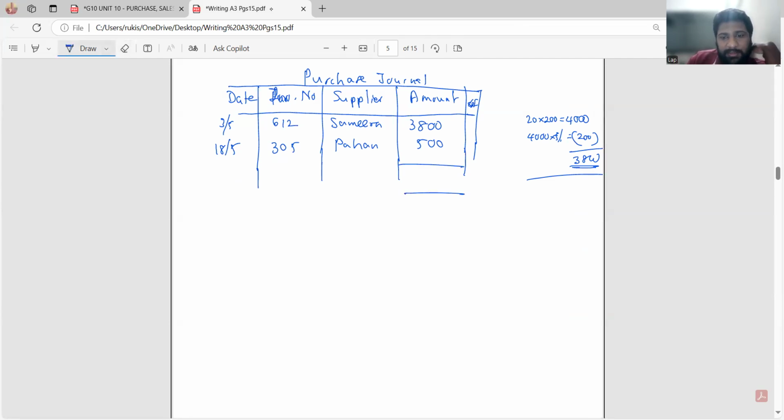Then here it is 4,300, 31.5, debited to purchase account. Debited to purchase account.